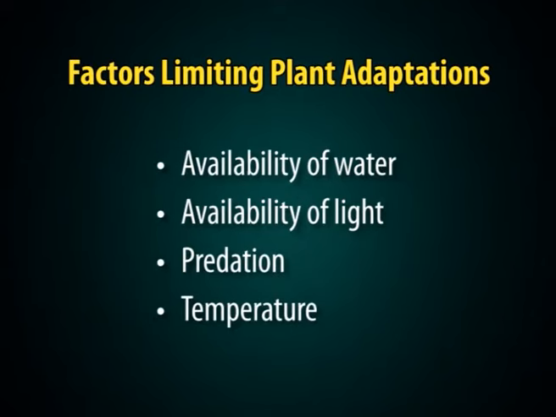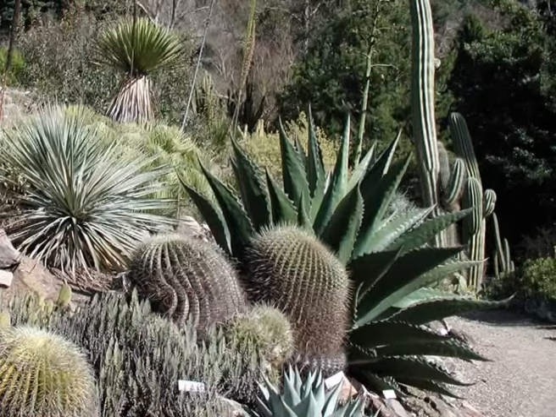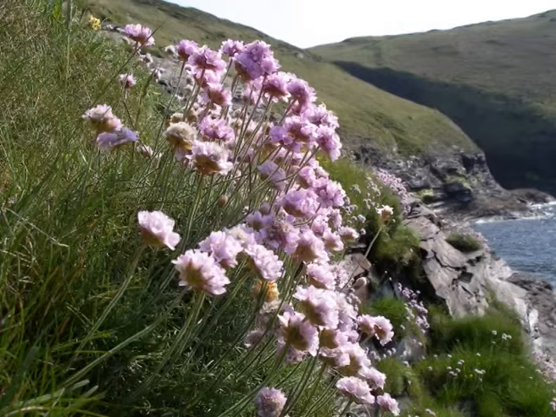Organisms adapt over time to the ever-changing environment. Adaptation allows an organism to reduce competition for space and nutrients, reduce predation and increase reproduction. Several factors can limit these adaptations: availability of water, availability of light, predation and temperature. The physical appearance of desert plants is very different from plants that live near the ocean or in the mountains. Each type of plant thrives in a different type of environment. Plants have adaptations to help them survive in different areas.